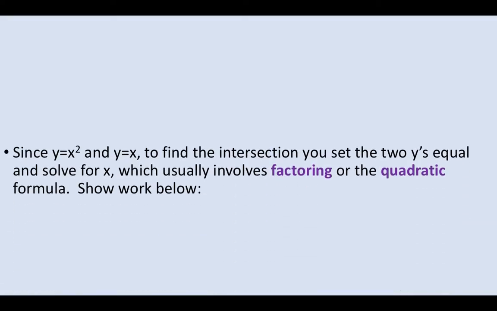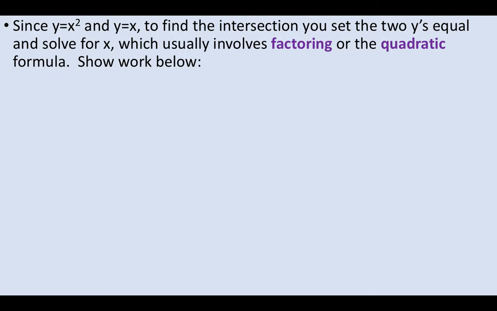Let's do some examples. Or I'm sorry, we're going to continue with this example. We were still investigating what is the area between y equals x squared and y equals x. Well, how do you find that intersection, which was step 1? To find the intersection, this is how you do it. You set the two y's equal to each other and solve for x. This process usually involves factoring or sometimes even the quadratic formula. Let's show some work below. So what do I mean? And why do I have to set the two y's equal to each other? Basically, if the two y's are equal to each other, and I know I'm going to kind of go back here, but I have to.